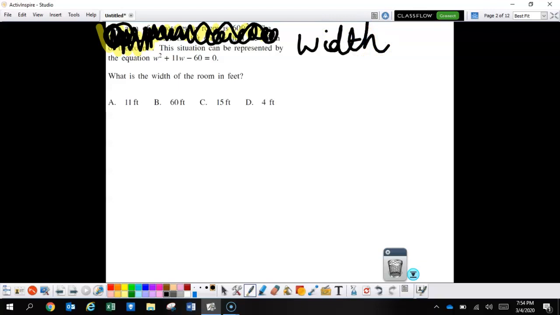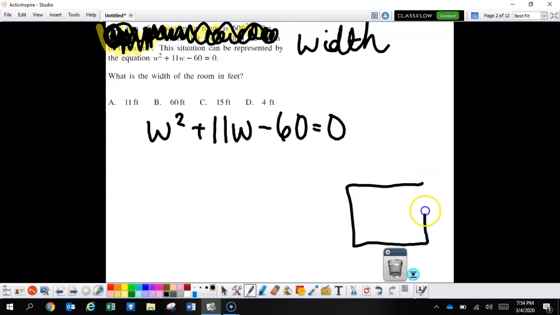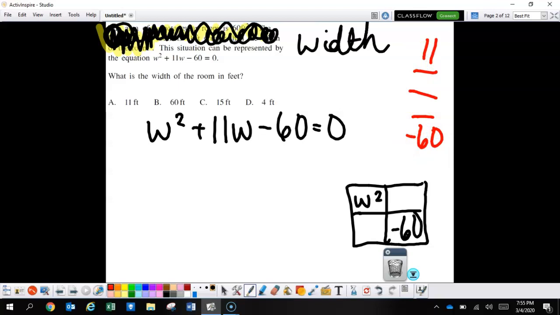Obviously, w is the width. What is the width of the room in feet? So I'm solving for w. And the reason we want to set it equal to 0 is because whenever I factor it, I can use the zero product property. Right? So you're going to use your box method. You know, w squared here, and this is negative 60. So I have two factors of negative 60 that add up to positive 11. So I don't know if you remember this thing that I showed you. So you want two factors of negative 60 that add up to 11.